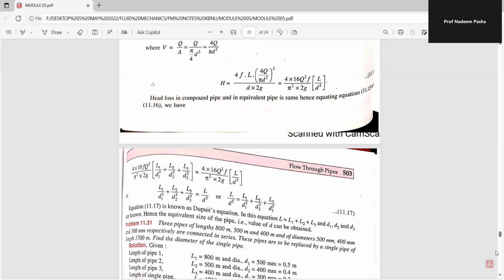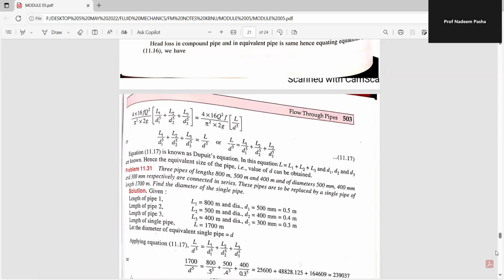In this equation, L is equal to L1 plus L2 plus L3, and D1, D2, D3 are known. Hence, the equivalent size of the pipe, that is the value of D, can be obtained. See here, if L1, L2, L3 are known to you, then you can calculate L by adding all the three. Similarly, D1, D2, D3 are known. You can calculate the uniform diameter of the equivalent pipe using Dupuit's equation. Now we will solve a problem in order to understand it.